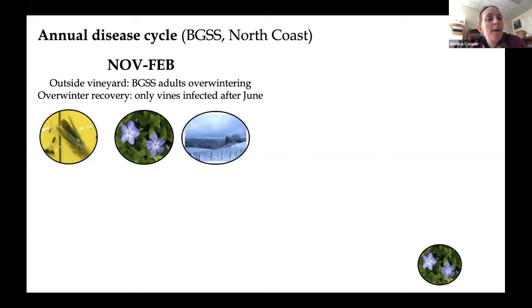Okay, so as I said, they're feeding in the November through February period, doing that mainly outside the vineyard because, as we know, the vines are dormant. And during that period, not too much exciting is happening, except that the cold temperatures that we get over the winter are curing vines, only vines that were infected after June. And I'll talk about that a little bit more as we go through the disease cycle.